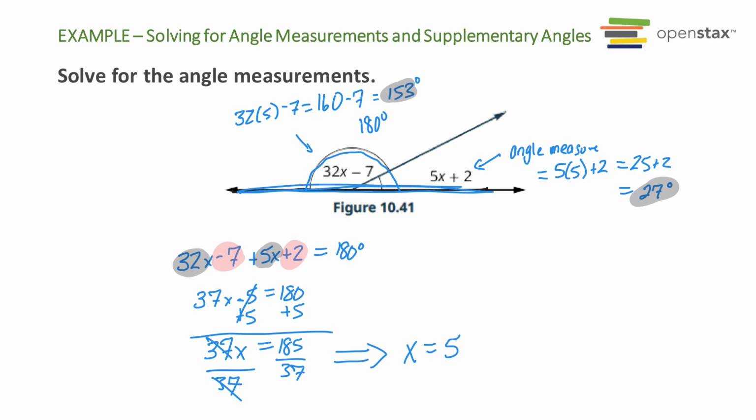So to check our work, let's add 153 plus 27. So if I just check 153 degrees plus 27 degrees, that gives me 180 degrees, which is what it should add up to because they're supplementary angles.